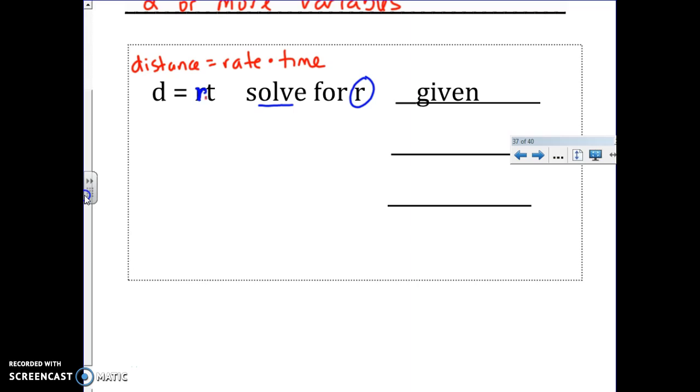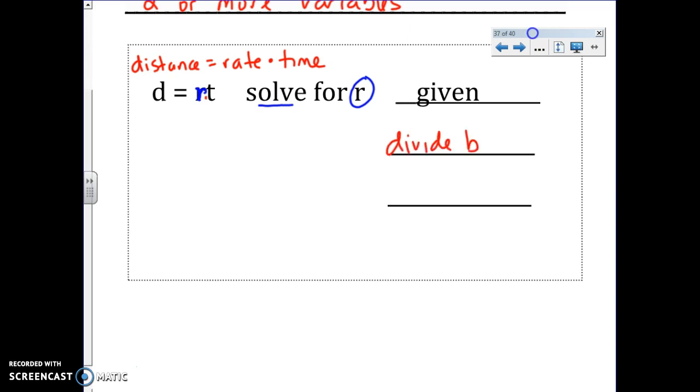So again, I have to ask myself about my inverse operations. What's going to cancel out multiplication? I need to divide both sides by the t in order to get rid of it. So put my division lines, put t underneath in the denominator, and my t's cancel on that side, so I'm just left with the r, which is what I wanted.